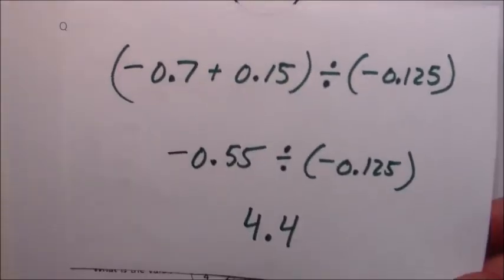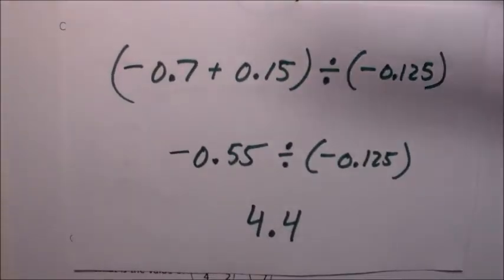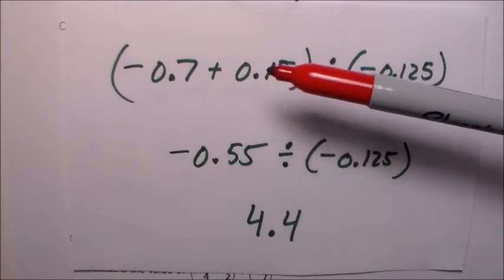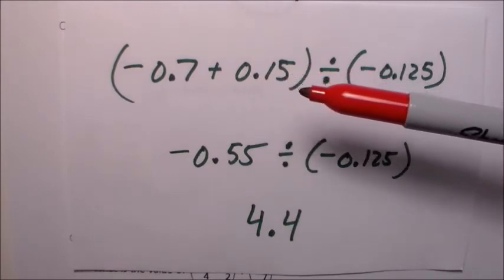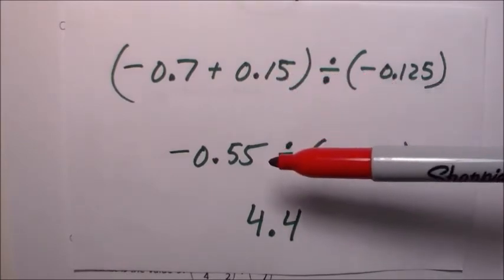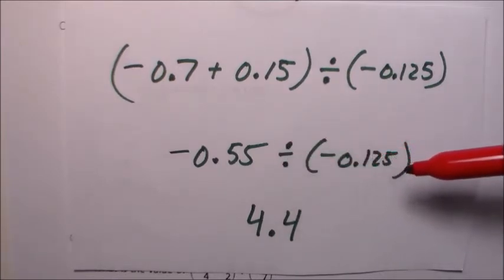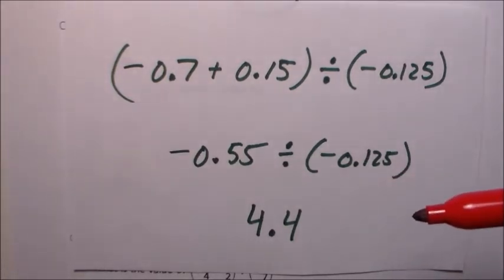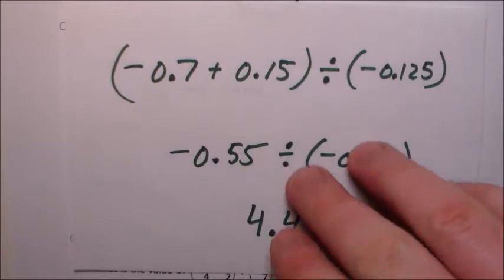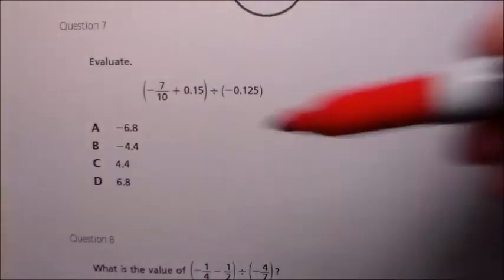And if we do that, well, let's just work through it. We have -7/10 plus 0.15. Do the math, just plug it in, get -0.55. Divide that by 0.125. What do we get? 4.4. Just plug it in, you'll be good to go. 4.4 is our answer.